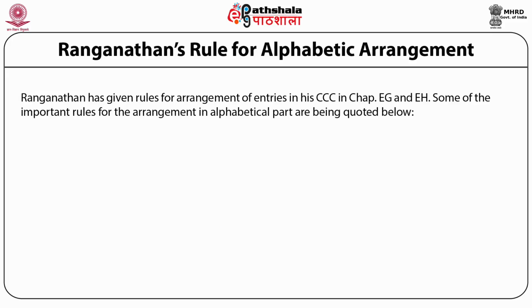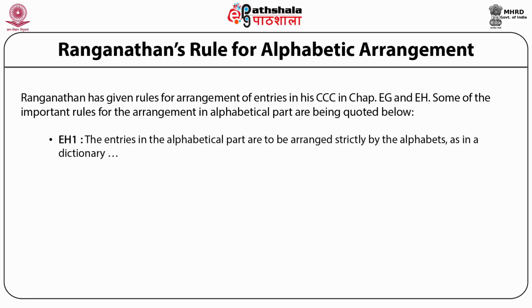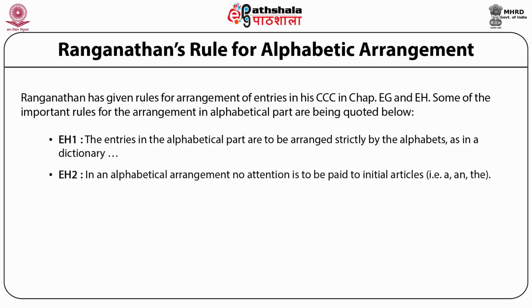Ranganathan has given rules for arrangement of entries in his CCC in chapter EG and chapter EH. Some of the important rules for the arrangement in the alphabetical part are being quoted below. EH1. The entries in the alphabetical part are to be arranged strictly by the alphabets as in a dictionary. EH2. In an alphabetical arrangement, no attention is to be paid to initial articles such as I, E, A, N, D, etc.